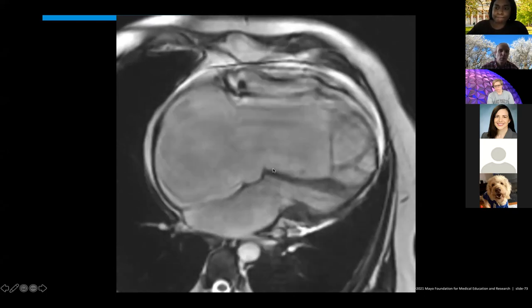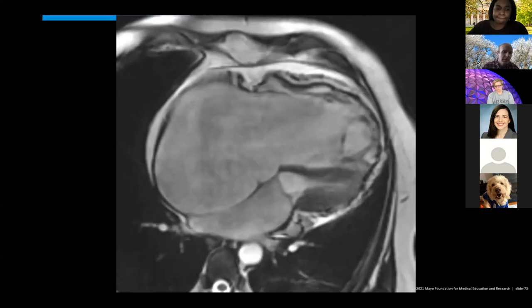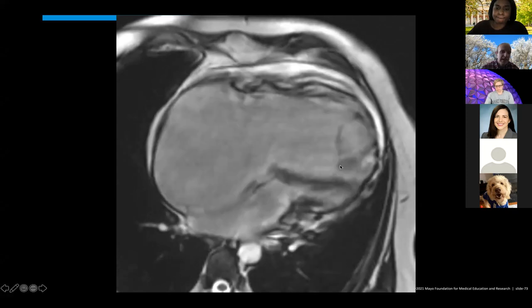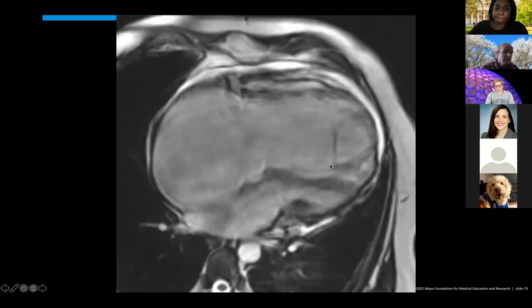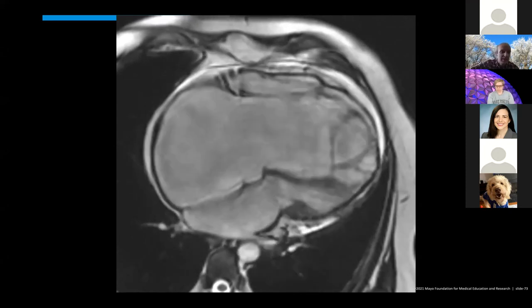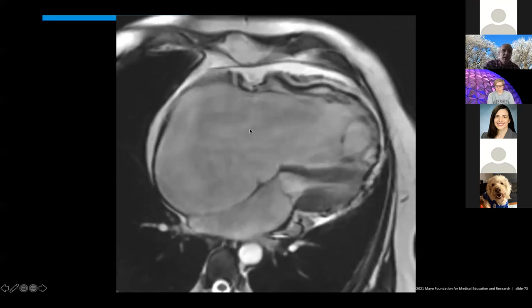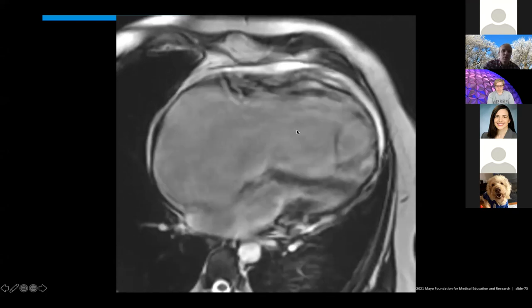The normal distance can be up to about 15 millimeters. And so if the leaflet of the tricuspid valve is displaced more than 15, then that would be consistent with Epstein's anomaly. So you have atrialization of a large portion of the right ventricle.